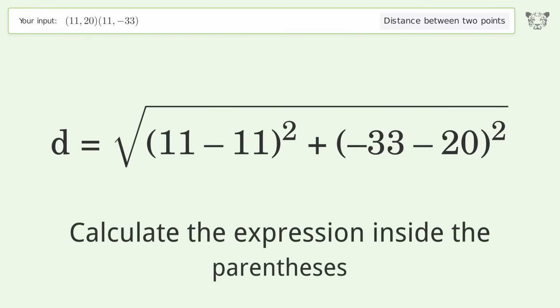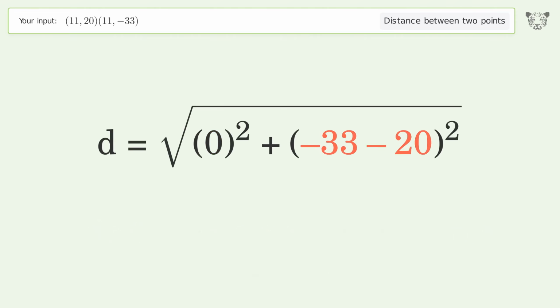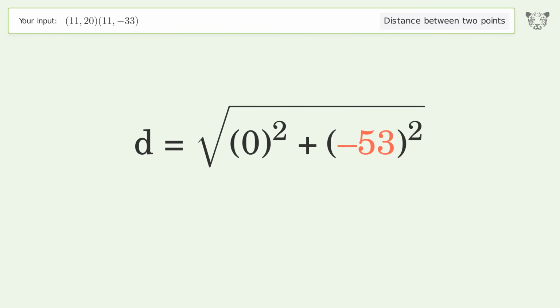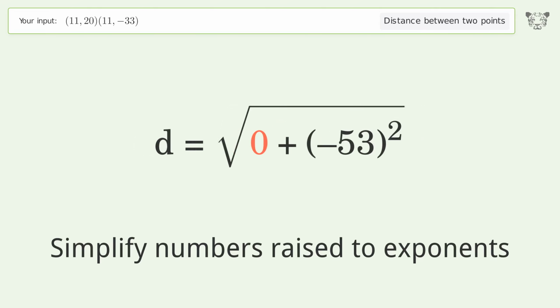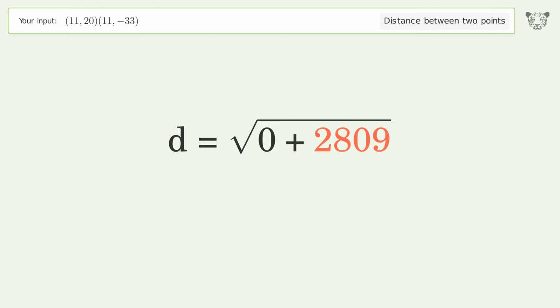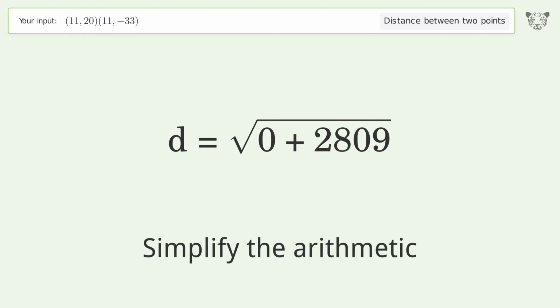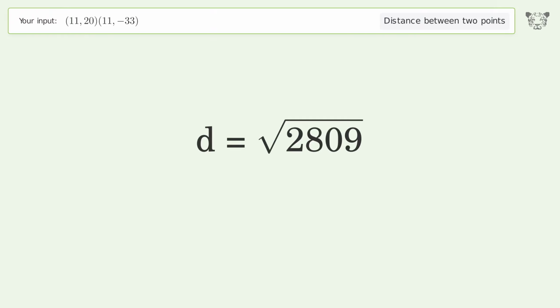Calculate the expression inside the parentheses. Simplify numbers raised to exponents. Simplify the arithmetic. And so the distance between the 2 points is the square root of 2,809 or 53.